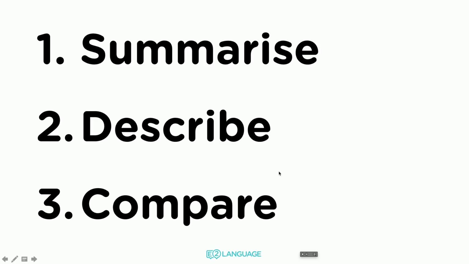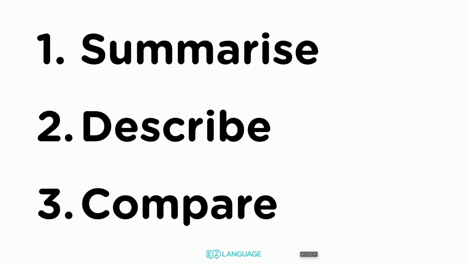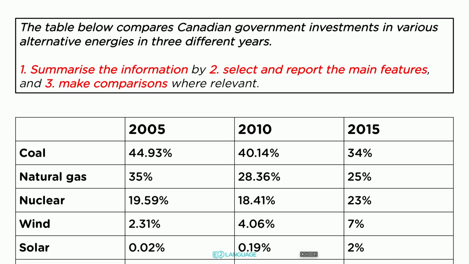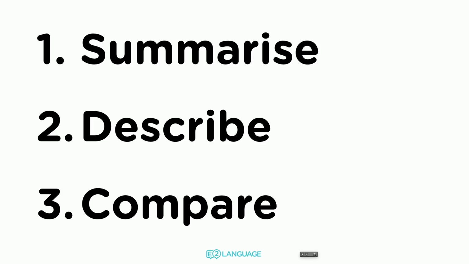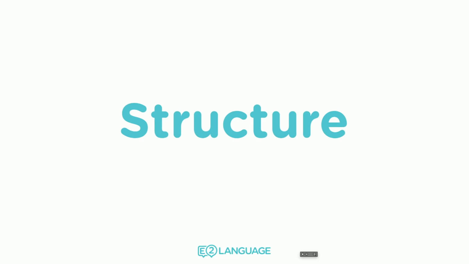The structure will be like this. It will have 3 parts. In the first part, you're going to summarize, because remember here it asked us to, number 1, summarize the information. Second part, we're going to describe, because in the instruction it says select and report the main features. In other words, describe the main features. And the third part is compare, because in the instruction, number 3, it says make comparisons. So we're going to do everything that IELTS asks us to do, okay?